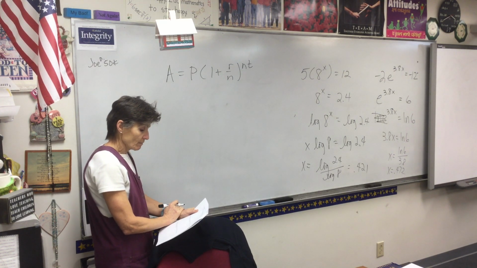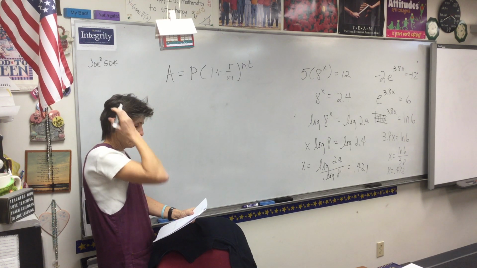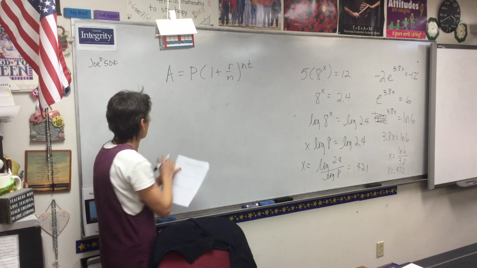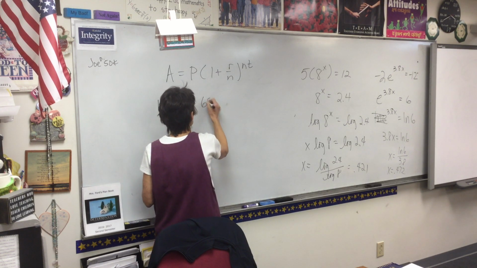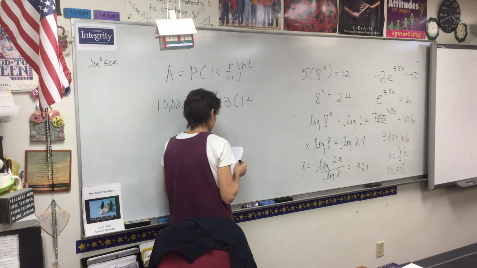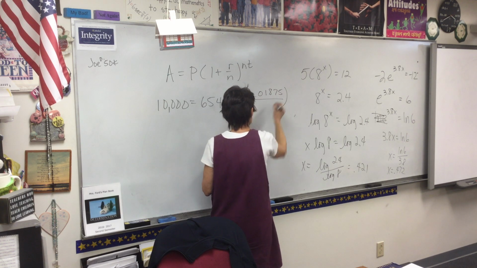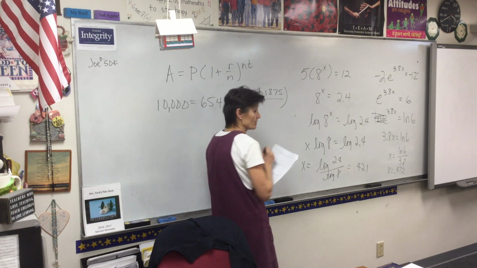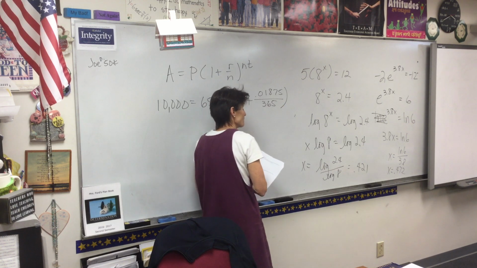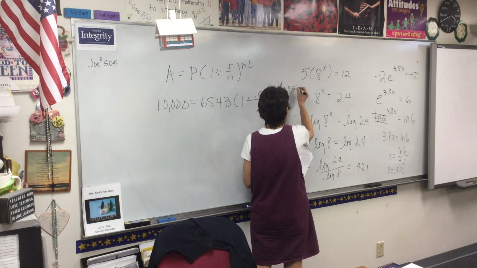All right, how long will it take for an investment of 6543 to grow into 10,000 if the bank pays 1.875% compounded daily? All right, what goes where? What's A? 10,000. What's P? 6,543. What's R? 0.01875. What's N? How many times per year are we compounding? 365, daily. 365 T.